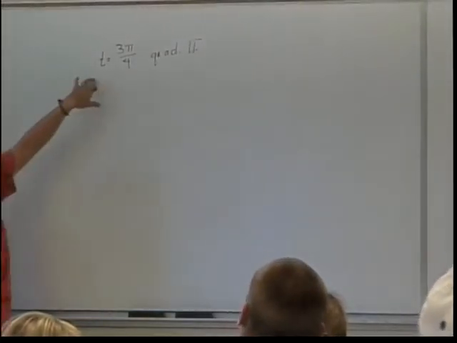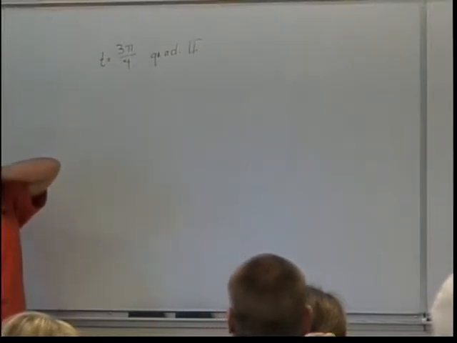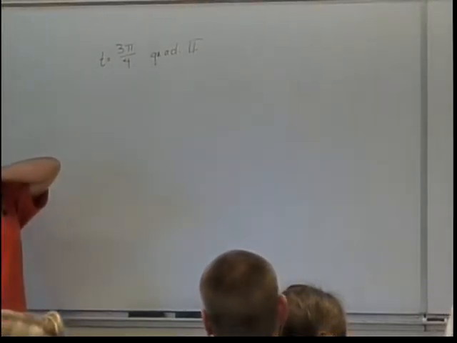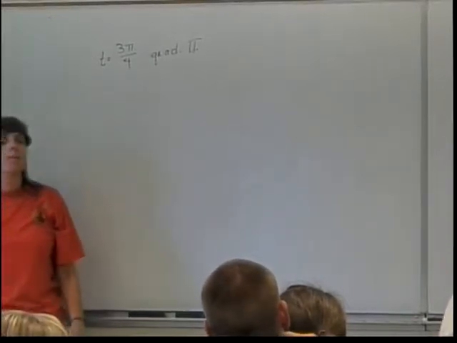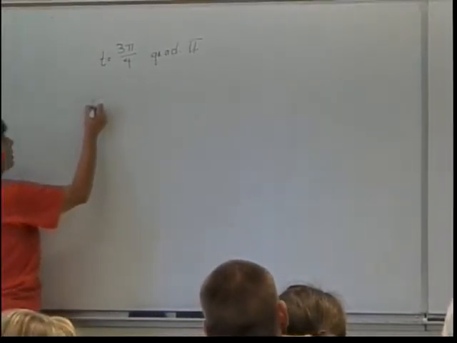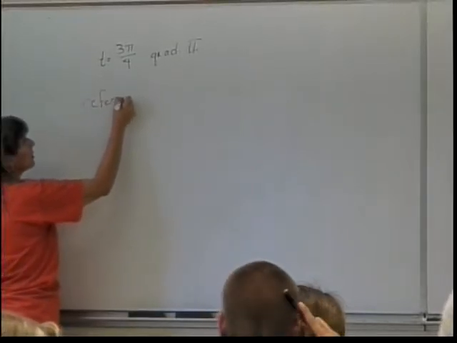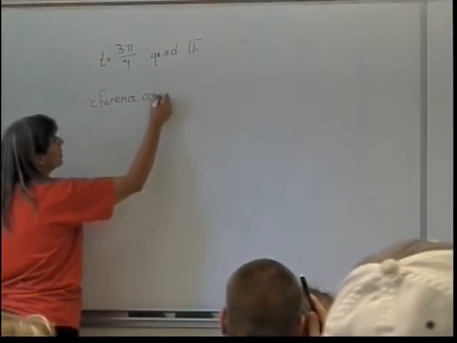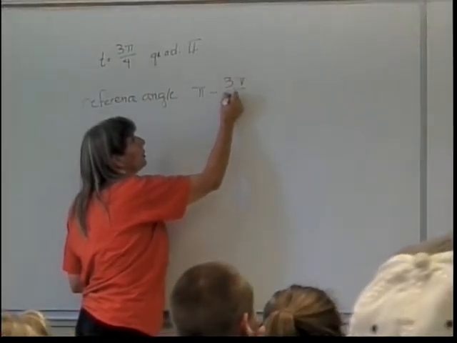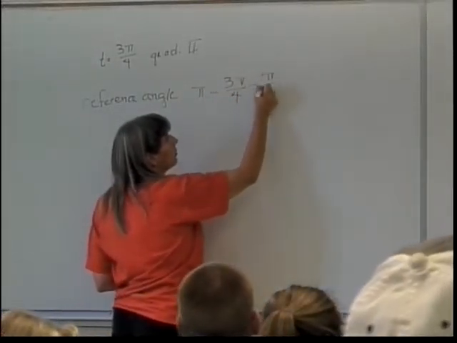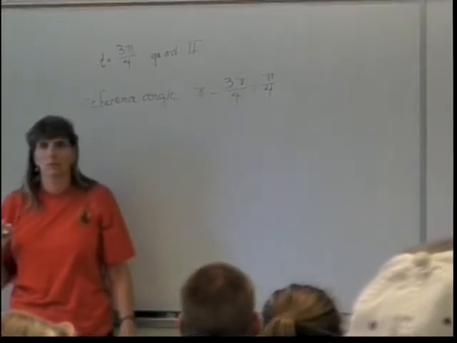How do I find my reference angle in quadrant 2? Pi minus the angle. So the reference angle is pi minus 3 pi over 4, which when I do that, I get pi over 4, right? Yes?